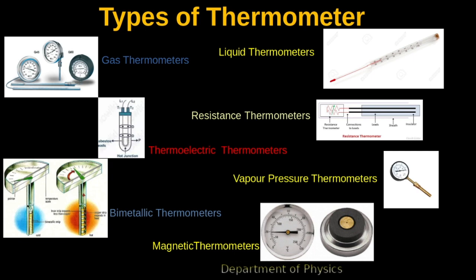Which properties should be present in a thermometric liquid? It should be visible. It should have uniform thermal expansion. It should have a low freezing point. It should have a high boiling point. It should not wet glass. It should be a good conductor of heat. It should have a small specific heat capacity. These properties should be present in a thermometric liquid.